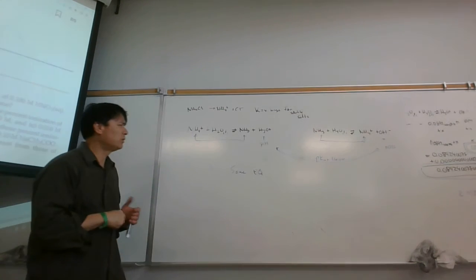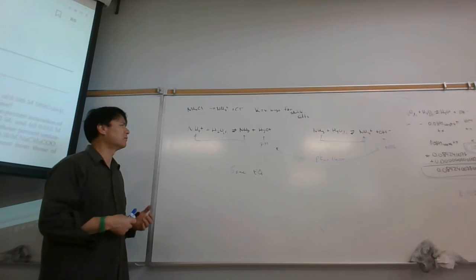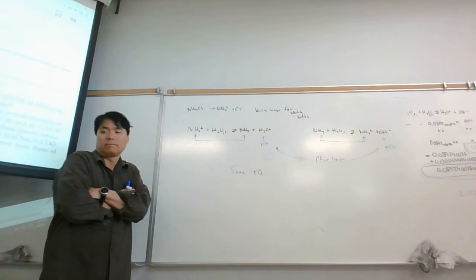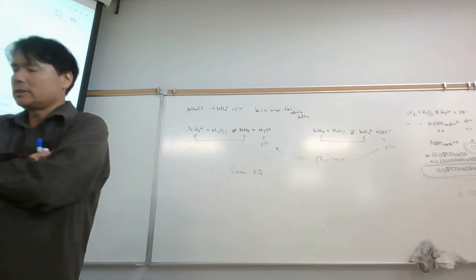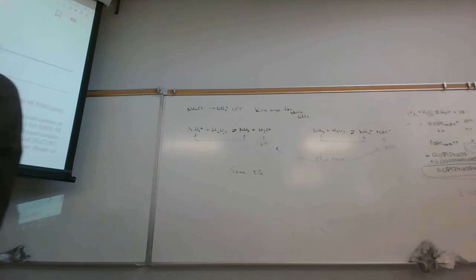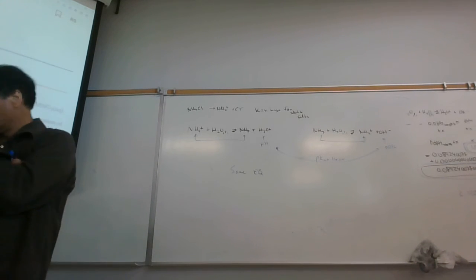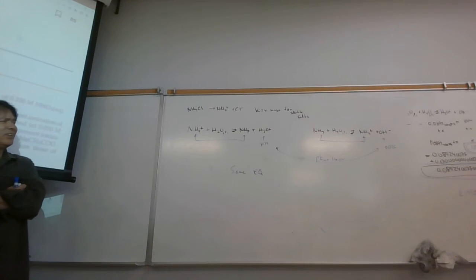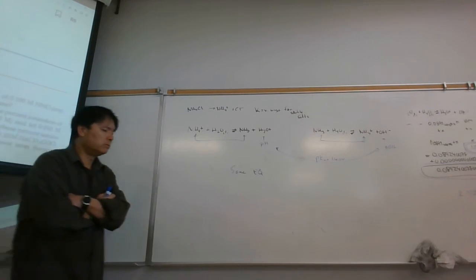And what that means is we could choose either. We could go with the Ka equation or the Kb, it doesn't matter, because they're both the same. But normally we like to pick the stronger species.